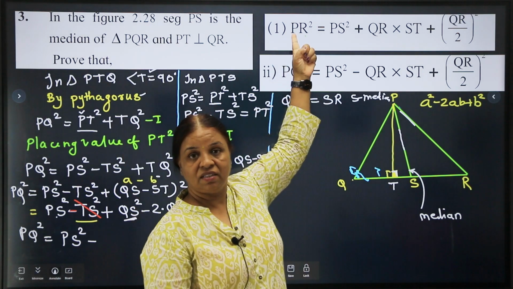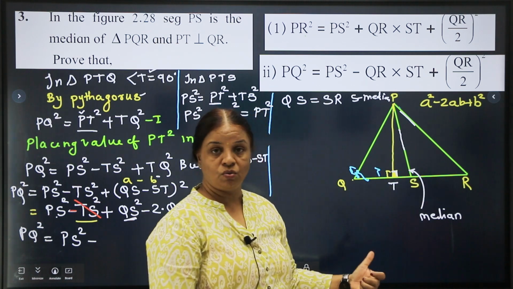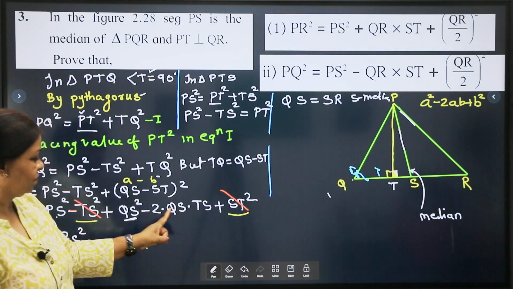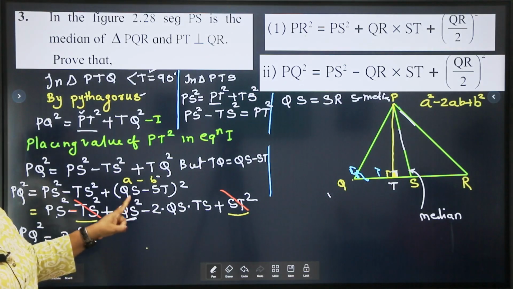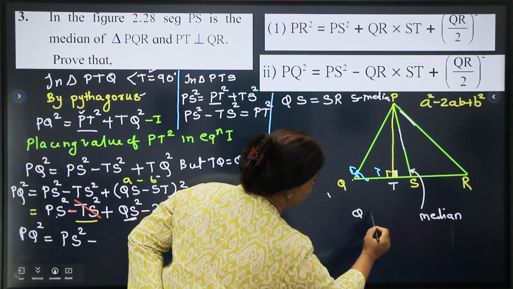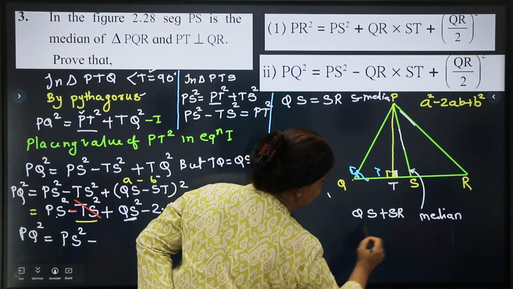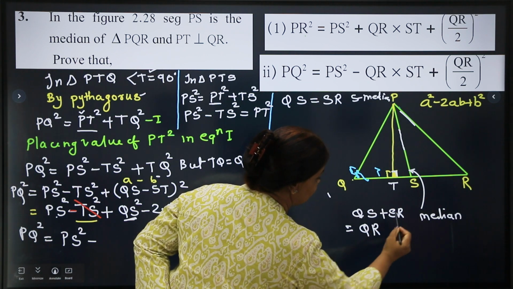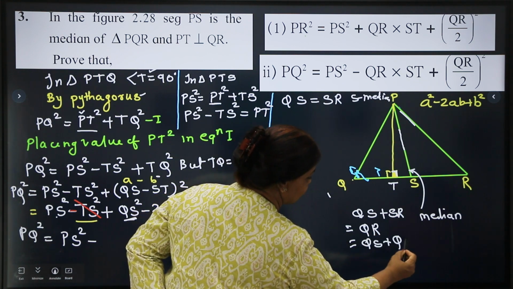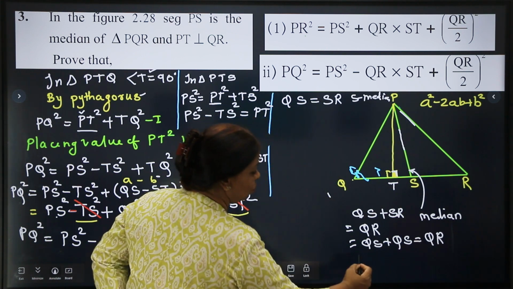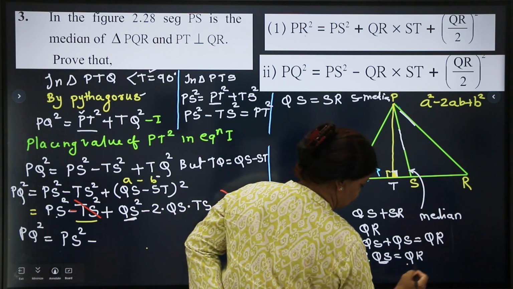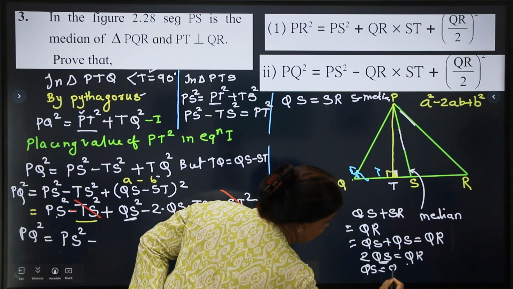And in the first statement to prove, we have used SR is equal to half of QR. Do I want QR? Yes, I want QR. So in place of QS, which is already there here, I can use QR upon 2. Let me write it here. See, QS plus SR is equal to QR. But both are equal, so in place of SR I can write QS only. QS plus QS is equal to QR. So 2 times QS is equal to QR. So 2 will shift down, and QS will be equal to QR upon 2.